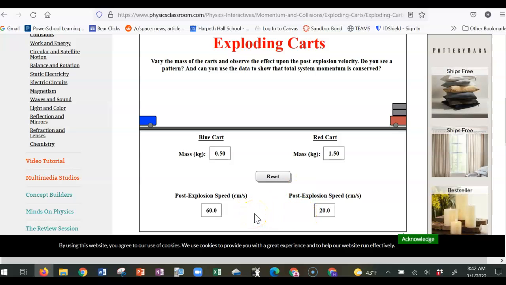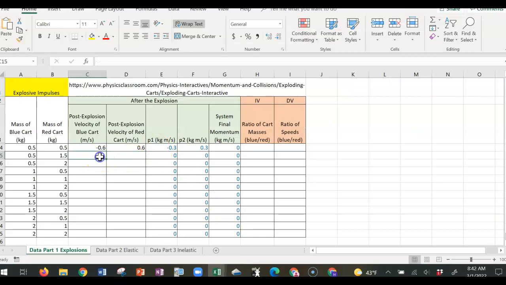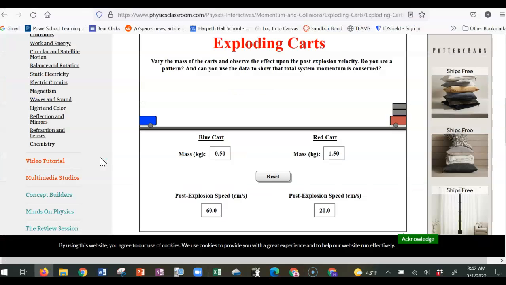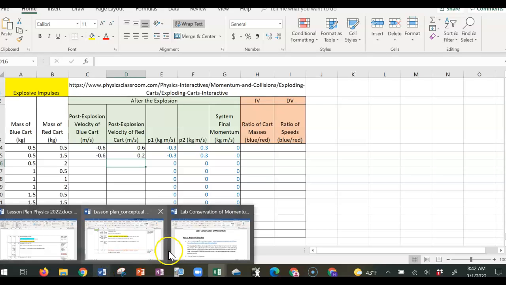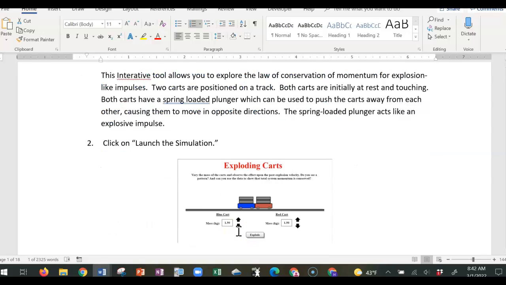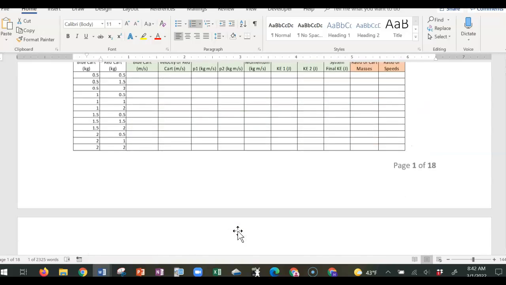So the blue cart, the velocity is negative 0.6, and the red cart's velocity was 0.2, right? 20 divided by 100. Okay, so you will do that to fill in the rest of this table. I'm going to go ahead, though, and talk about the rest of this part 1. Okay, so we have started getting data.